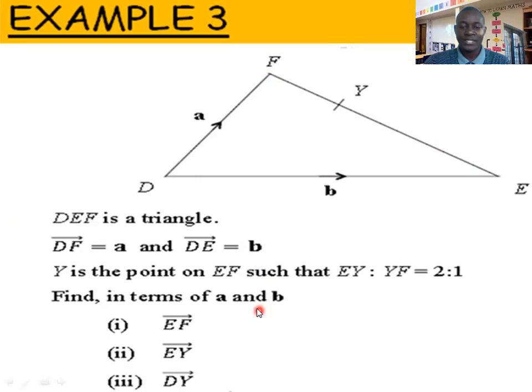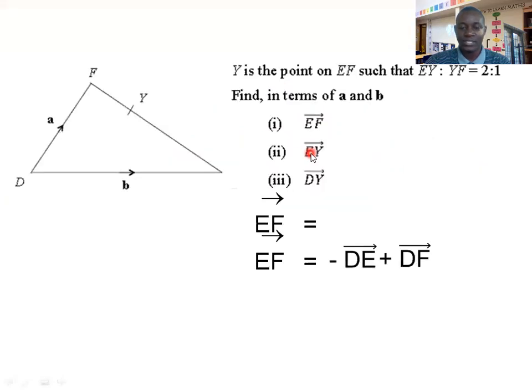Now, the first one, EF, is a journey that starts from E and ends at F. That means our arrow is directed towards F. So if we're going to talk about EF, then that should be the same as the movement from E to D and then D to F. Now, ED is not given, but definitely is the opposite to DE, which is given as B. So ED is going to be minus B, then DF is going to be A. So let's see how our solution plays out.